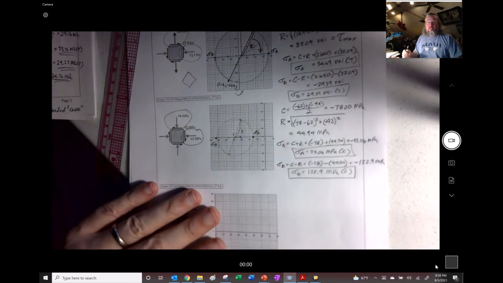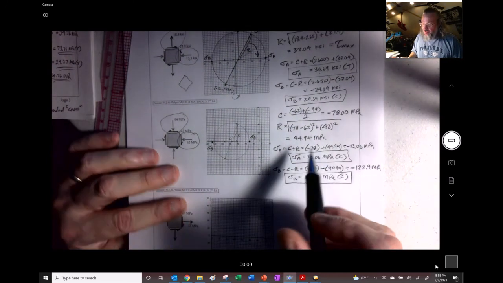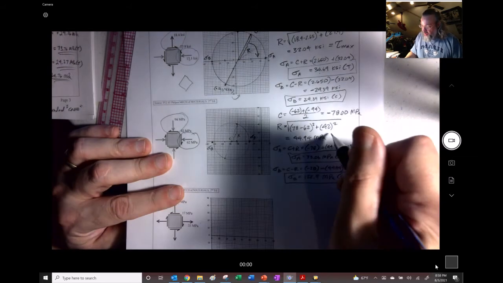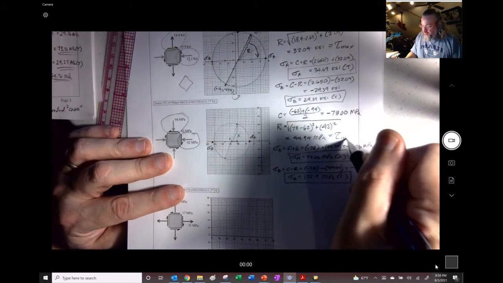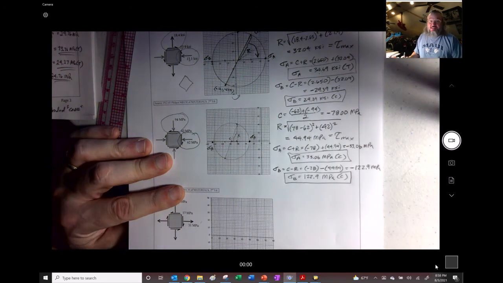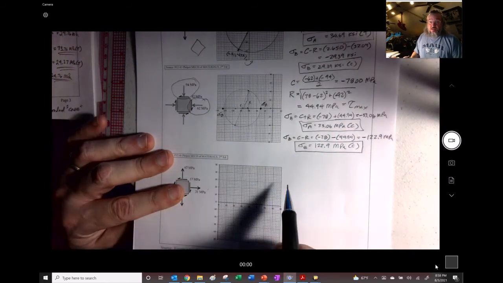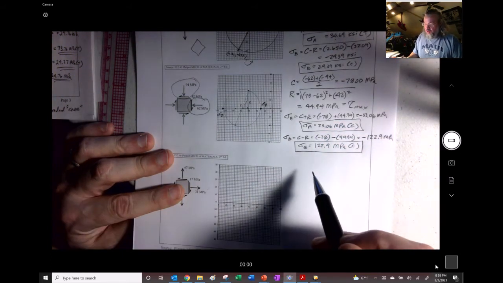Okay? And if we wanted to find tau max, that's just going to be equal to R right here. So that's that right there for the time being. It's going to change in the next class. But that's an example, another Mohr circle example.